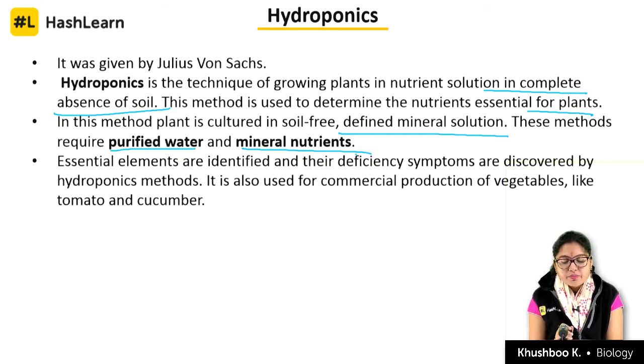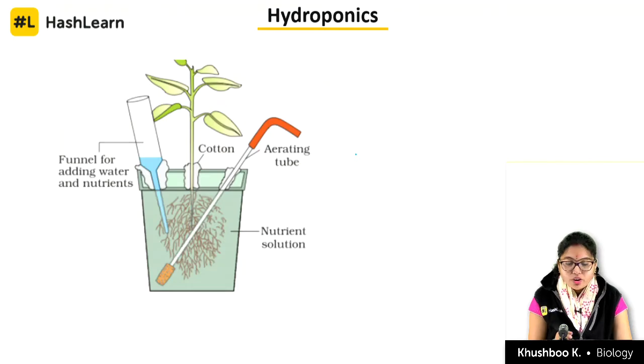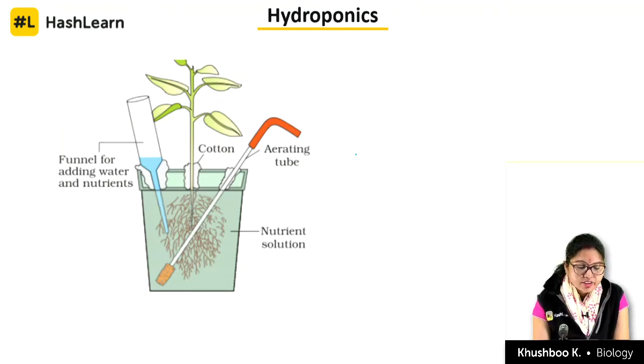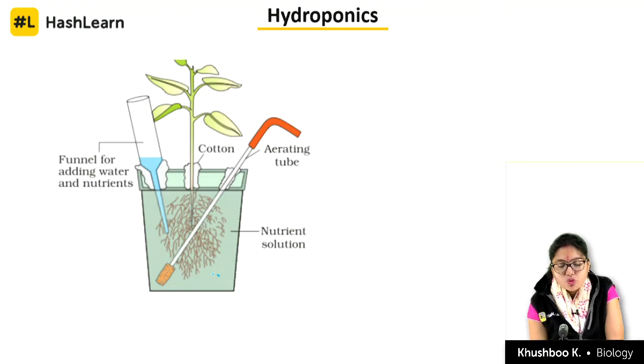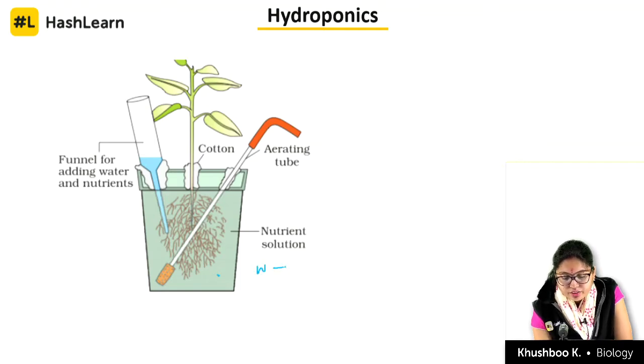And then essential elements are identified and their deficiency symptoms are discovered by the hydroponics method. It is also used for commercial production of vegetables like tomato and cucumber. Now what exactly is it? See, here you have a diagram. So this is a nutrient solution. So in this we just have the water and mineral.